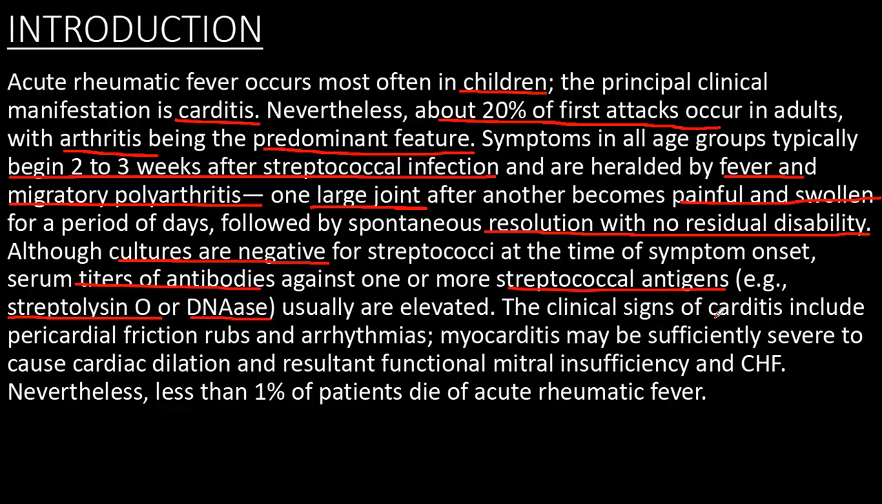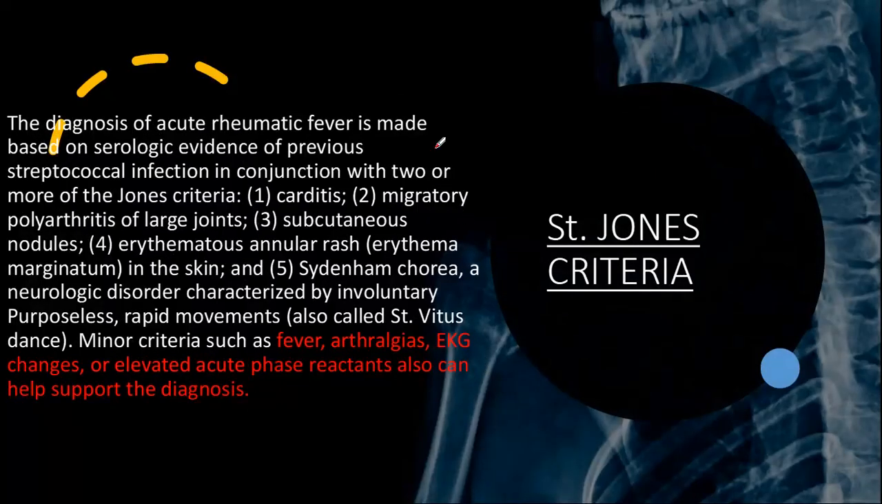Now, the clinical manifestations of carditis include a pericardial friction rub, arrhythmias, and myocarditis, which may be sufficiently severe to cause diffuse cardiac dilation and the resultant functional mitral insufficiency and congestive heart failure. Nevertheless, less than 1% of the patients actually die of the acute rheumatic fever.